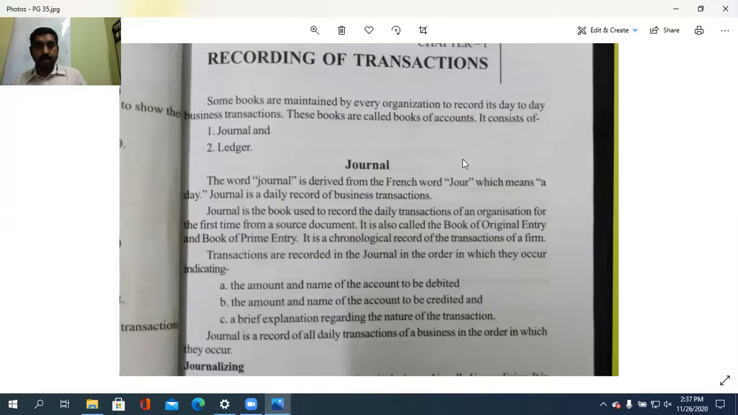So, the amount and name of the account to be debited. Which accounts are to be debited, which accounts are to be credited, their amount and name to be mentioned, also having the explanation, that is called narration. That is what to remember. A brief explanation regarding the transaction.